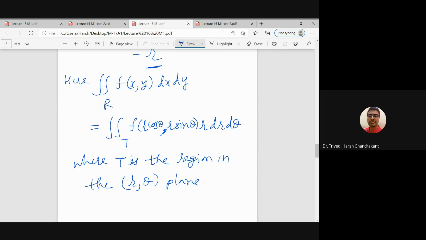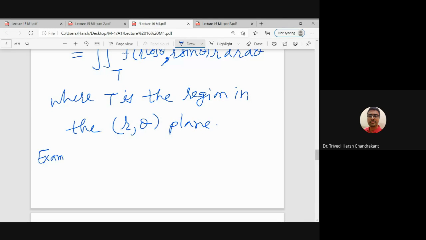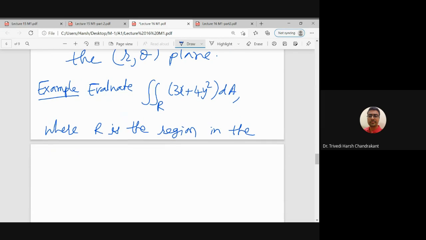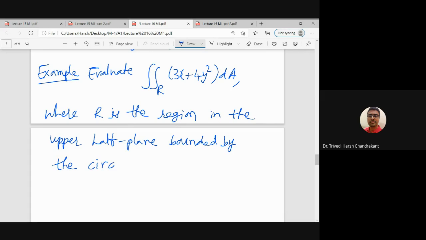So let us take some example in the polar coordinates. We want to evaluate the double integral over R of (3x + 4y square) dA, the area integral, where R is the region in the upper half plane bounded by the circles x square plus y square equals 1, and another equation, x square plus y square equals 4.